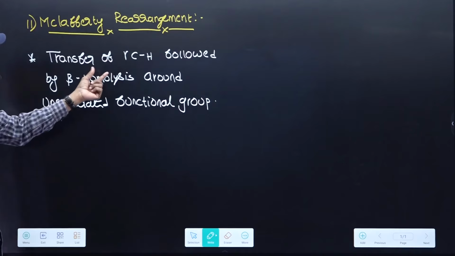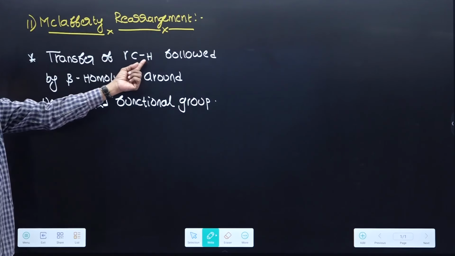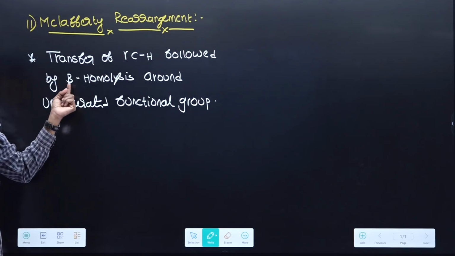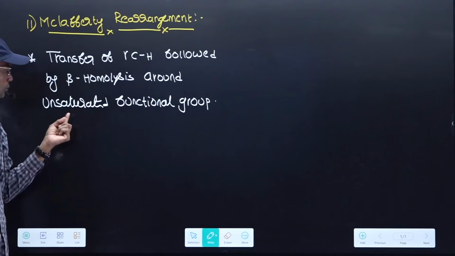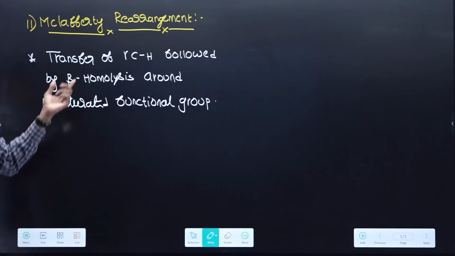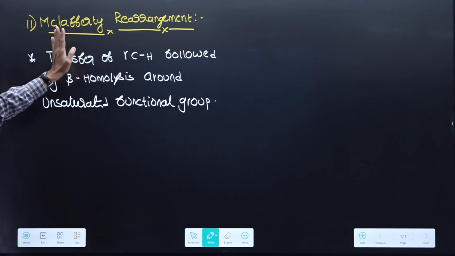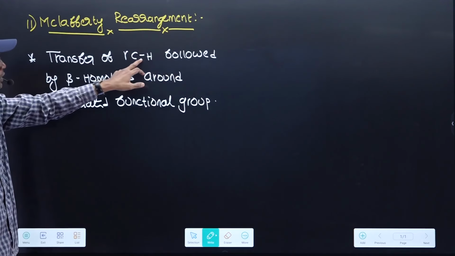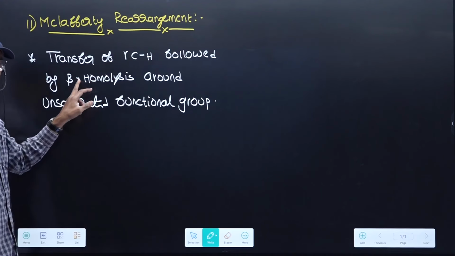In McLafferty rearrangement, what are we transferring? Gamma carbon hydrogen. And where are we cleaving? The beta bond, and this hydrogen we are transferring around the unsaturated functional group. This is also called NAR-2. If you know McLafferty, NAR-2 is very easy for you. So we are transferring gamma hydrogen and we are cleaving beta.